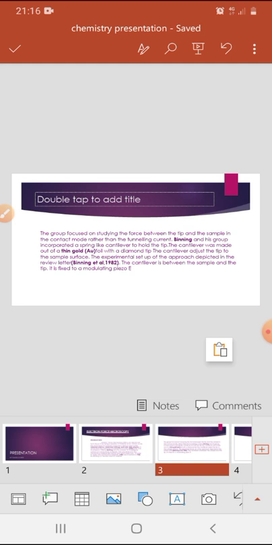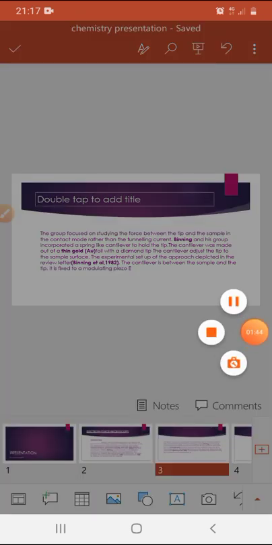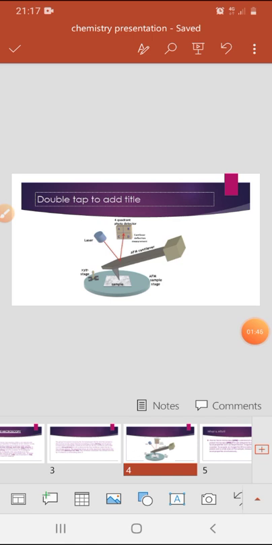The experimental setup of the approach is depicted in the letter by Binnig et al., 1982. The cantilever is between the sample and the tip. It is fixed to a modulating piezo. You can see the diagram of the cantilever.